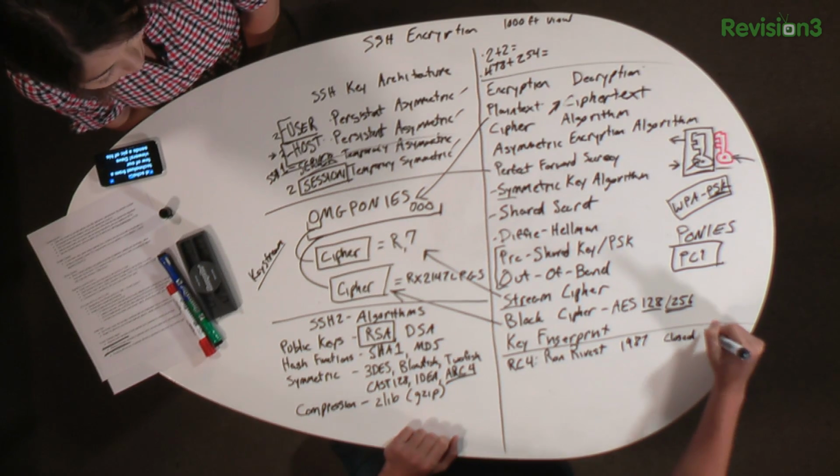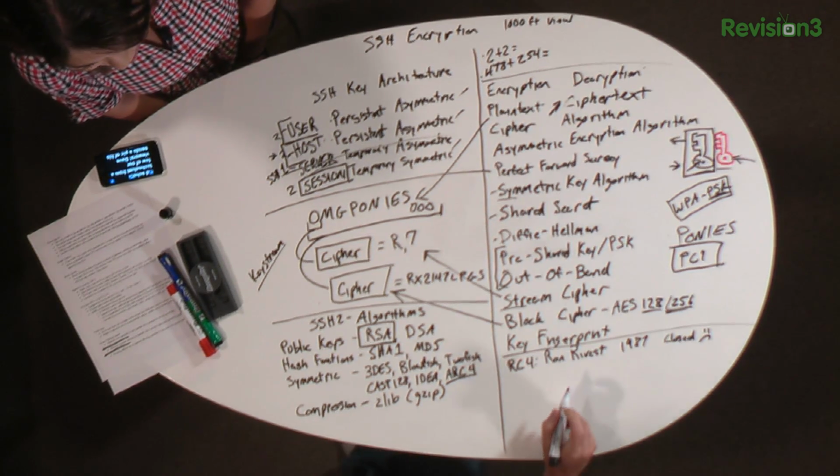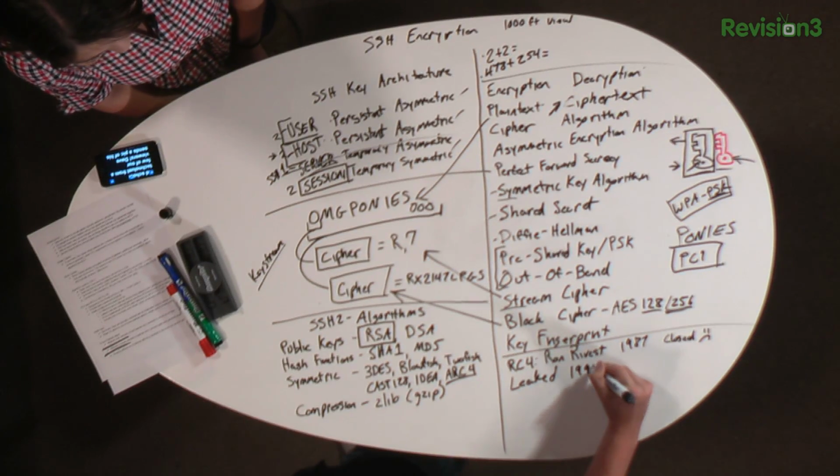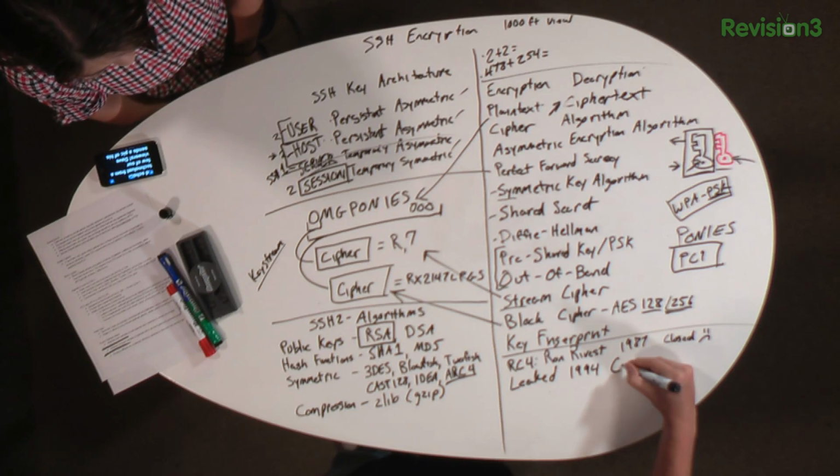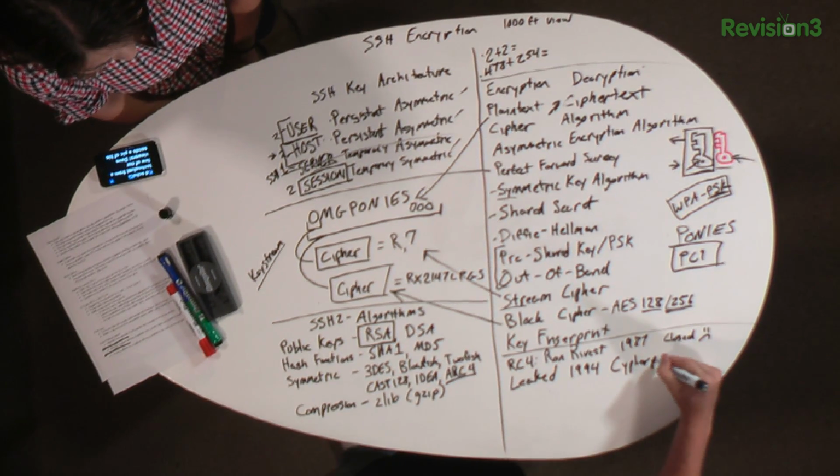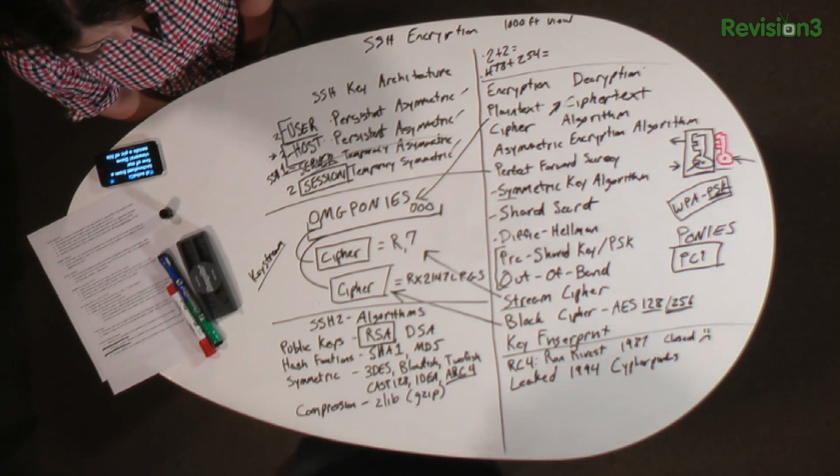But here's the thing about this. It was closed source. I'm just going to put a sad face there, right? We like our open source over here. Open source is good. Well, the thing about this is the code was leaked in 1994 to the cypherpunks mailing list. The source code gets released, and suddenly it's not a trade secret anymore.